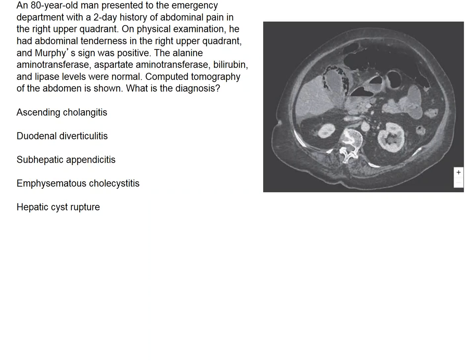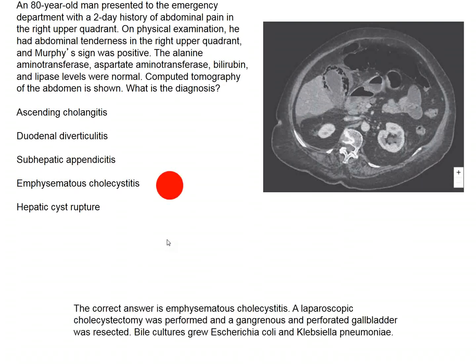If we look at this CT, we can see the liver, we can see air in the stomach and small intestine, one kidney on one side, the bit of the kidney on the other side, and this is the gallbladder, and the wall of the gallbladder is filled with air. That's diagnostic for what we call emphysematous cholecystitis. These other possibilities are nonsense.